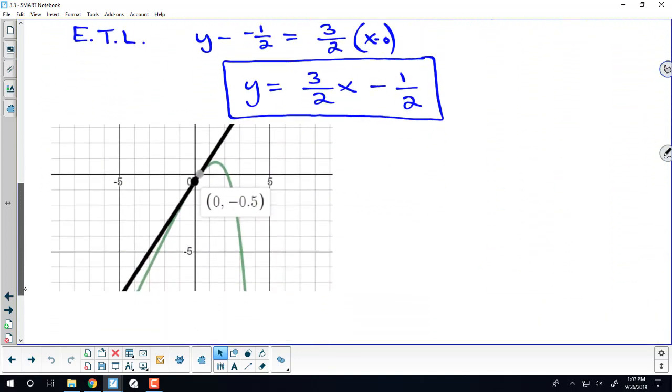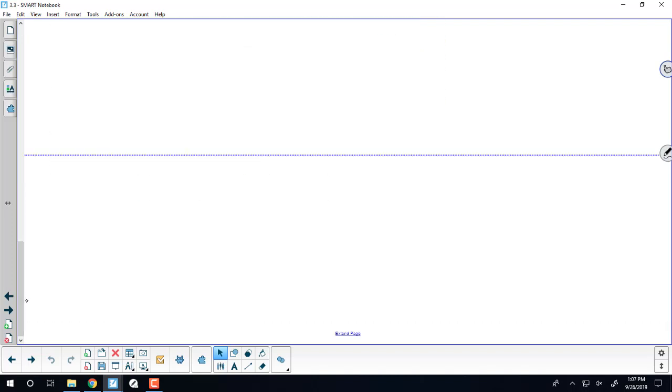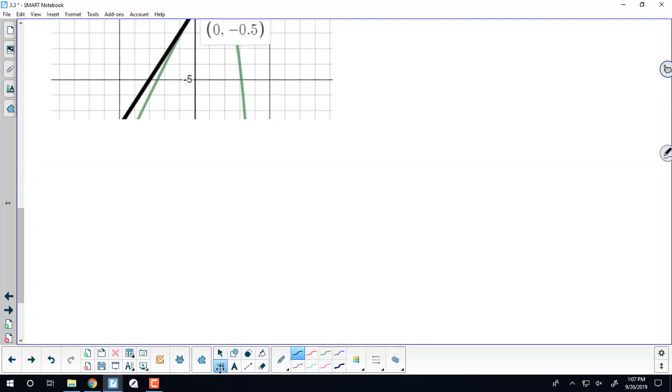And so we came up with the equation of the tangent line. Was everybody okay with that? Were there any questions on how we got what we got? Okay, so we'll start part B.